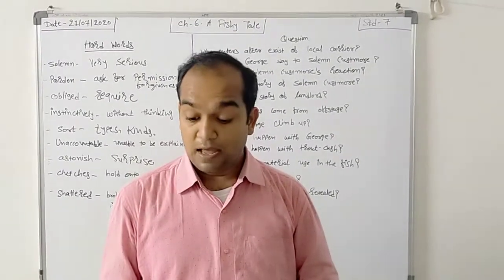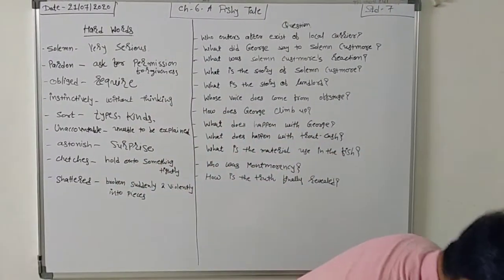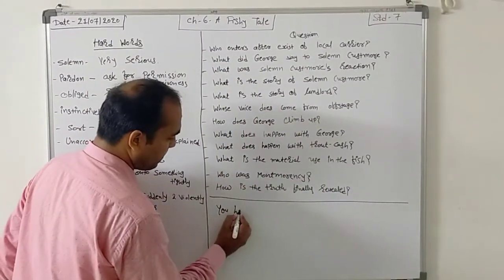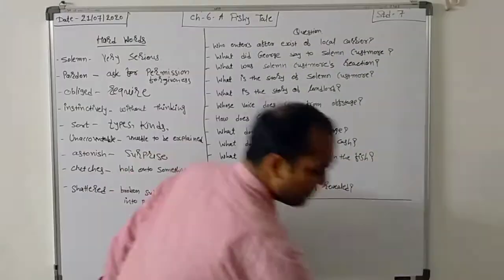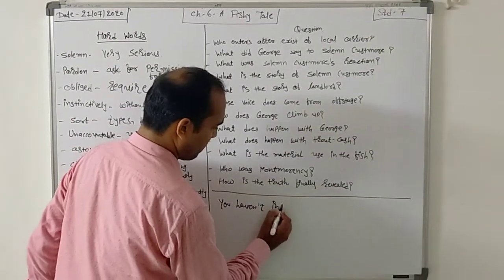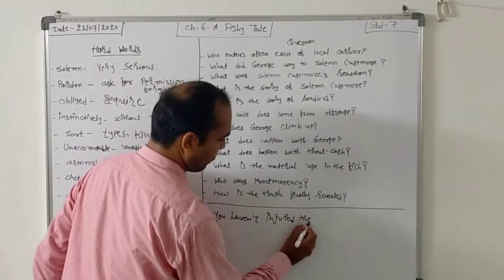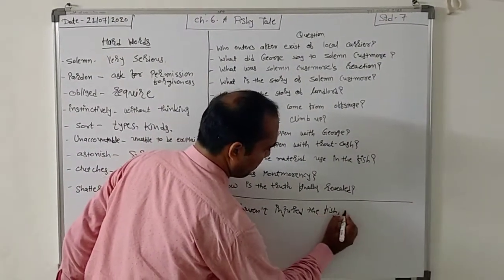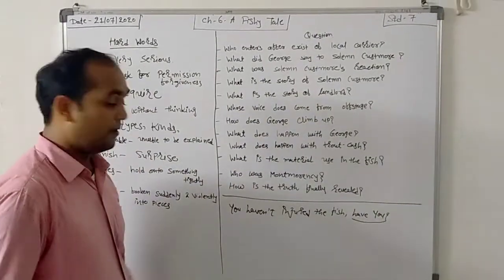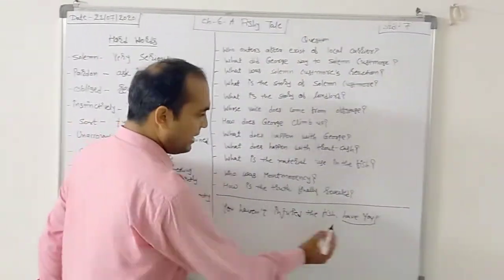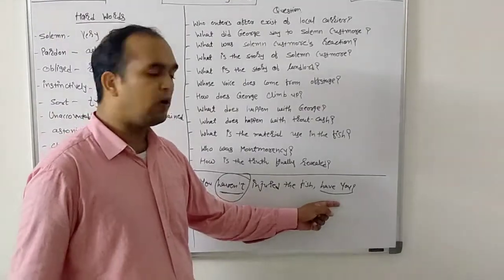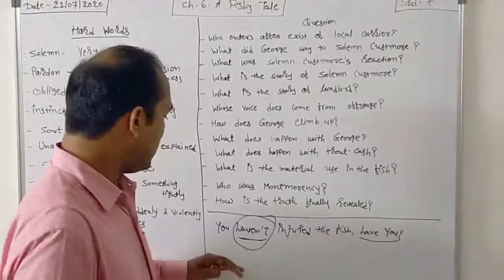See, here is the question. In the previous lecture I also explained this. So he says that you haven't injured the fish. Now see, this is your question tag. Why are they using it here? This part is a negative part, so the question tag's answer is positive.